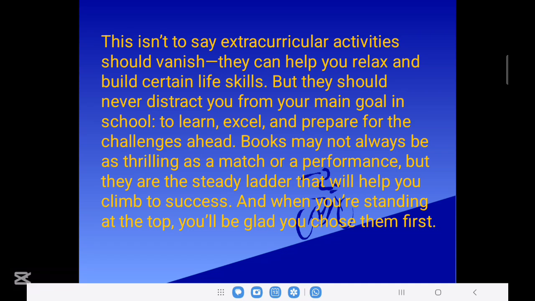Should never distract you. The thing that I'm presenting here is just a kind of sample. So that means you need to add more to this, but they should never distract you from your main goal in school, to learn, excel, and prepare for challenges ahead. Books may not always be as thrilling as a match or a performance, but they are the steady ladder that will help you climb to success. And when you are standing at the top, you'll be glad you chose them first.